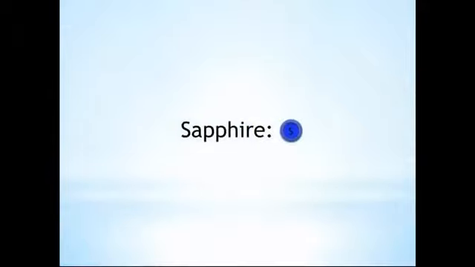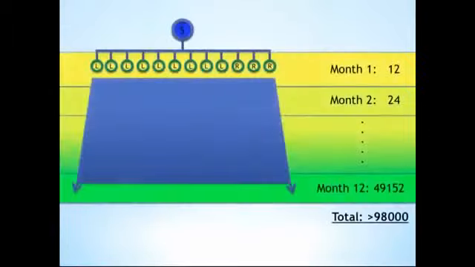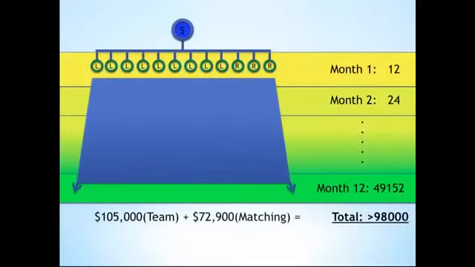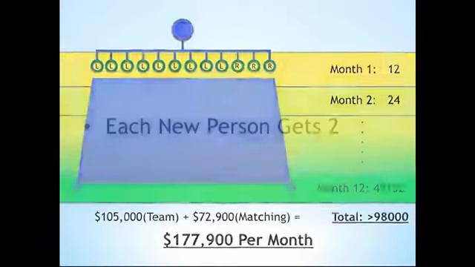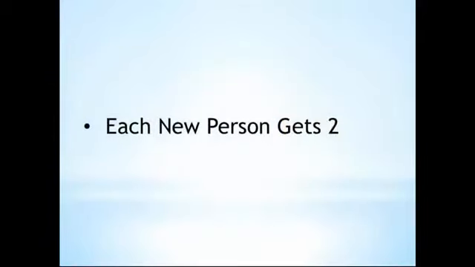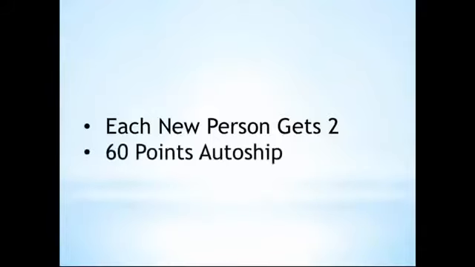Let's look at Sapphire. Here's where things get a little crazy. Your organization would have over 98,000 people. You'd be easily hitting the maximum team commissions of $26,250 a week. And then when you add in matching bonuses of over $72,900, you've got an income of over $177,900 per month.